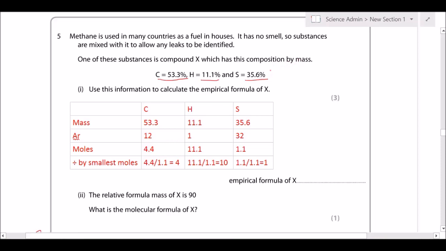Now, the masses, obviously, the percentages, if you add them up, they come to 100%. So although you're not given the mass, if you had 100 grams, then within that 100 grams you'd have 53.3 grams of carbon, 11.1 grams of hydrogen, and 35.6 grams of sulfur. So the percentage is actually more useful, and you just treat the percentage like a mass, yeah?